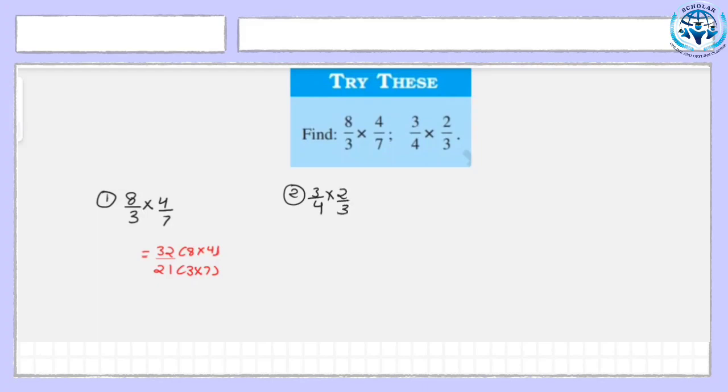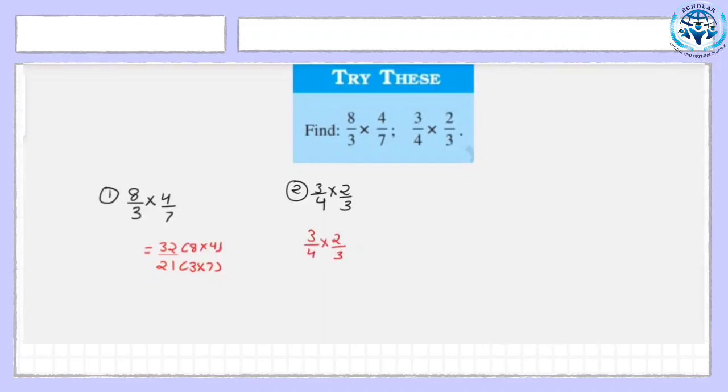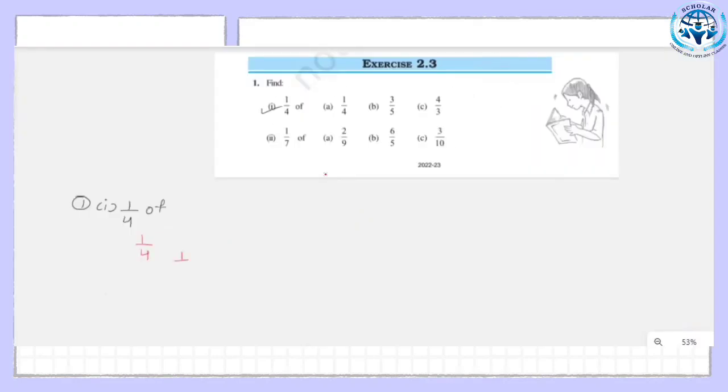Three by 4 into 2 by 3. Now, we can cut 3 and 3, and 2 twos are 4. And we will get 1 by 2. Remember one thing, during multiplication, you can cut the numbers if they come in one table.